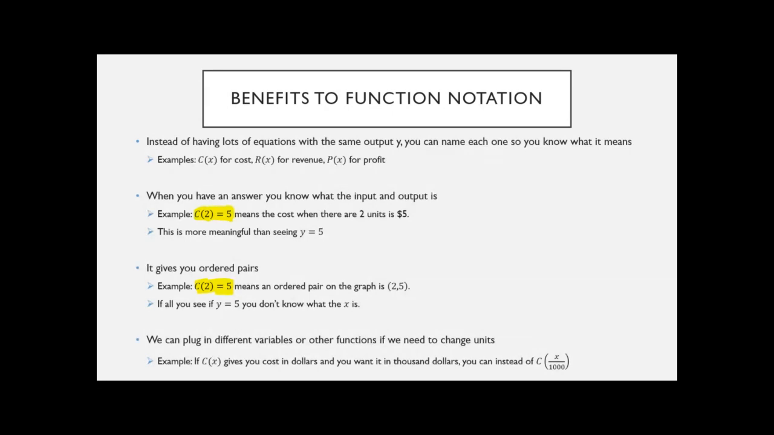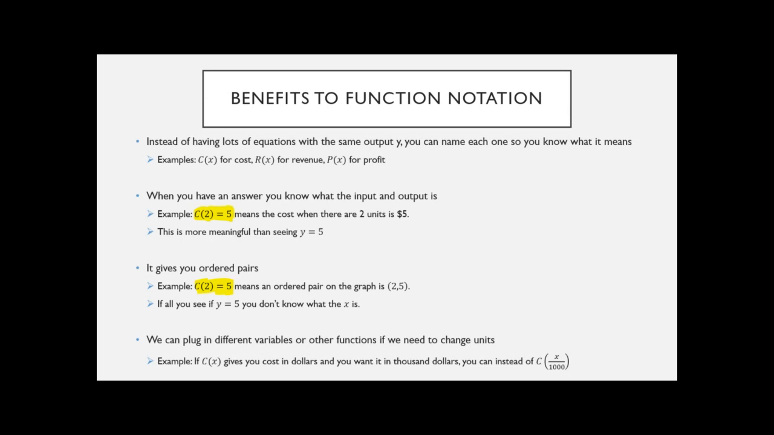And then the last reason why function notation is very helpful is it allows you to do, say, some unit conversions, or you need to plug in a different variable. Sometimes you plug a function into another function. So let's say this hypothetical equation I've been using, C of x for cost, is giving you cost in dollars, but you actually want to measure it in thousands. Then you can instead plug in x divided by 1,000, where let's say your C of 2,000 equaled 5,000, would be $5,000.